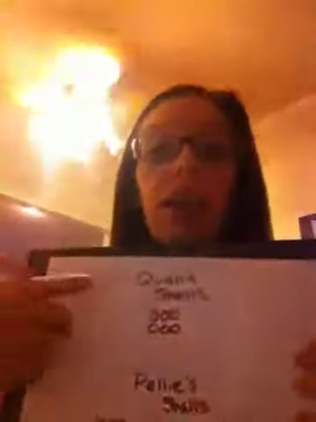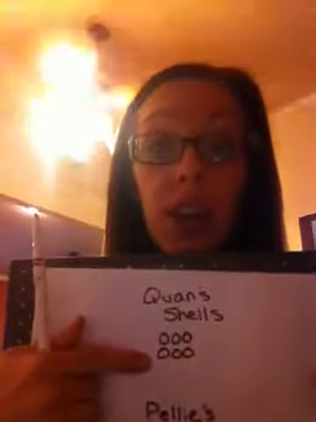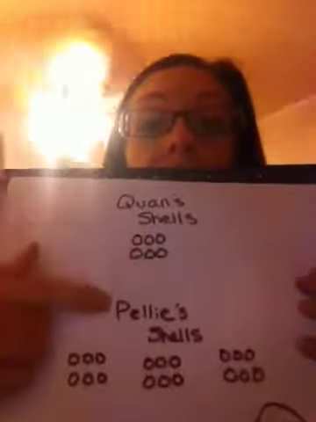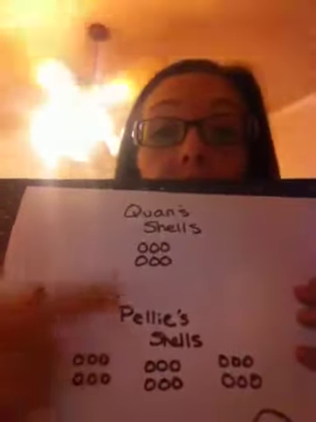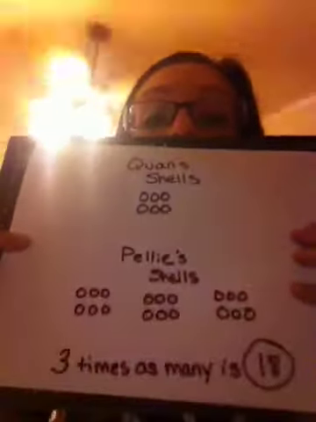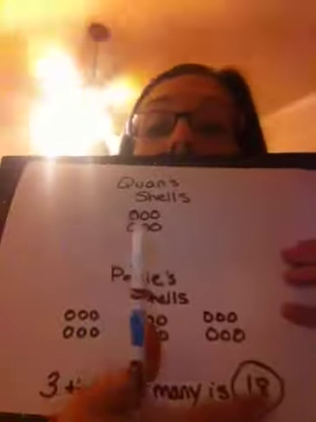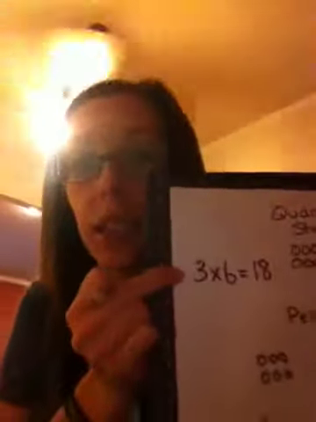I drew some arrays to show you. Right here it says Quan's shells, and there are 6. Below it, Pelly's shells. There are 3 groups of 6. 3 times as many as Quan. 3 times as many is 18. Our multiplication sentence would look like this: 3 times 6 equals 18.